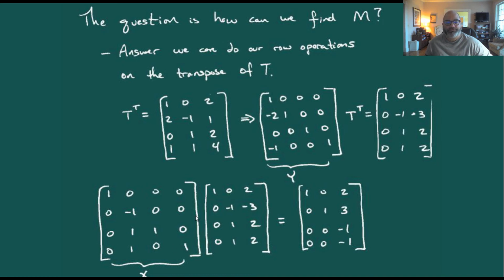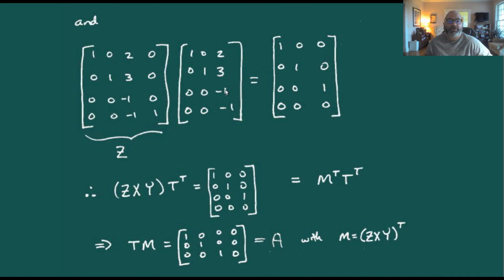So when we do that, we get another matrix X multiplied by the result that we got out from the first multiplication, and that gives us 1, 0, 2, 0, 1, 3, 0, 0, -1, 0, 0, -1. So one more step, we want to multiply the third row by -1 and add it to the last row. Then we want to multiply the third row times 3 and add it to the second row. And the third row times 2 and add it to the first row. And so we come up with this matrix Z.